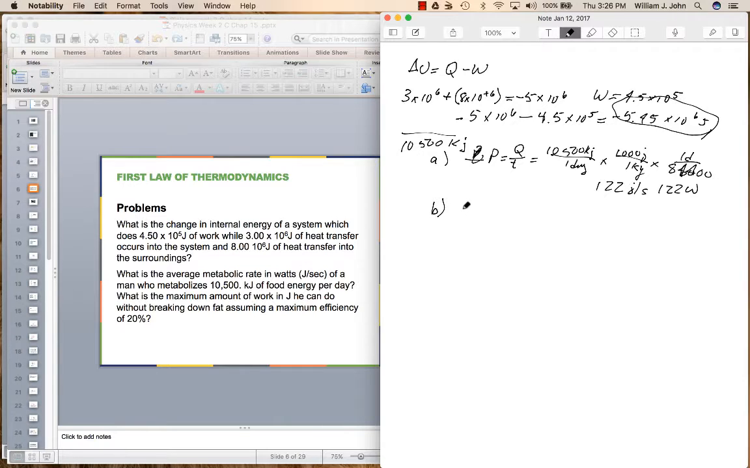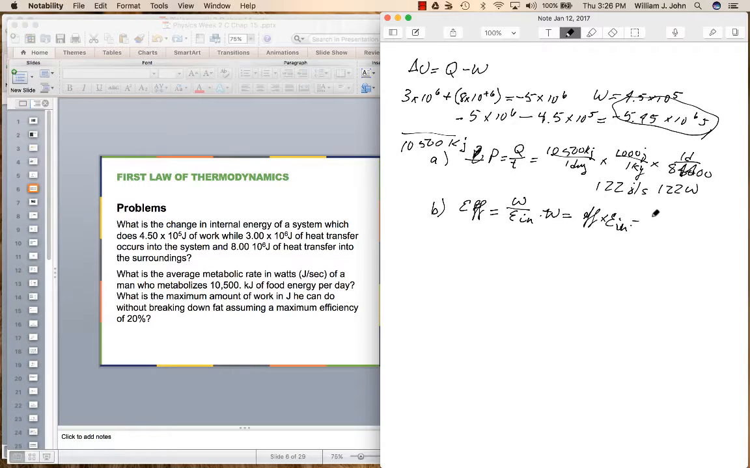B says, what is the maximum amount of work in joules that he can do without breaking down fat, assuming an efficiency of 20%? Well, efficiency is equal to the work divided by the energy input. And so work is going to equal the efficiency times the energy input.